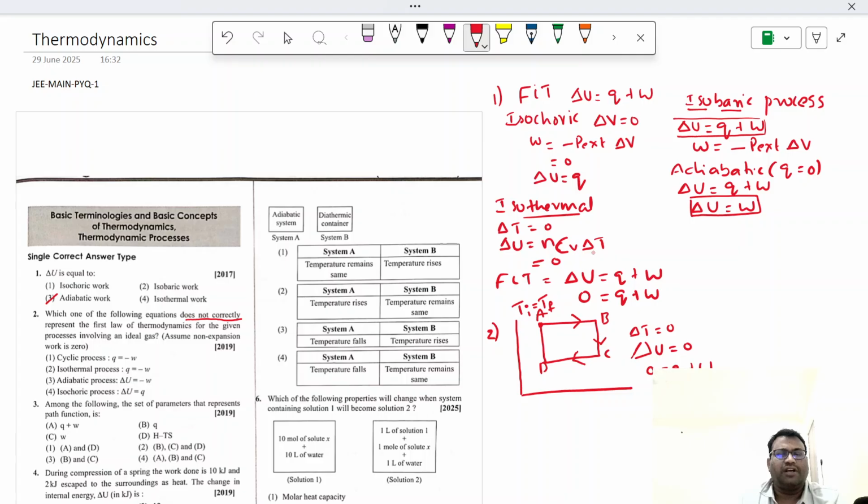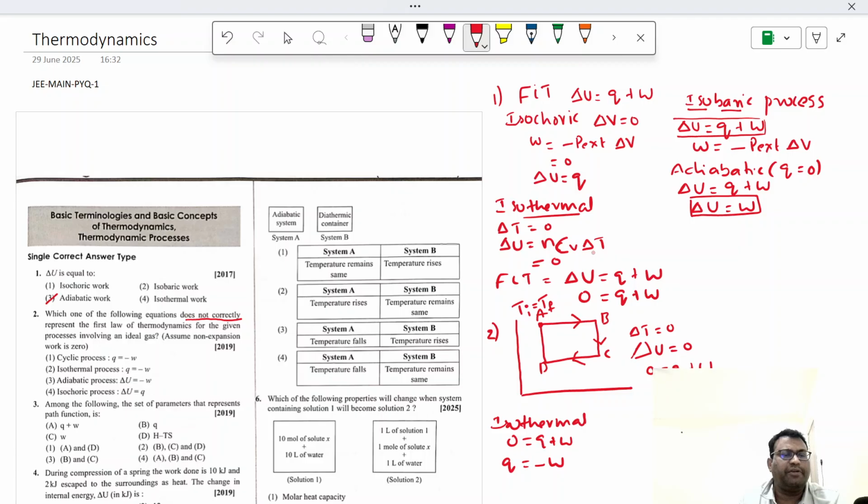Next is isothermal. Isothermal process we have already studied here. 0 is equal to Q plus W. So for isothermal, already explained, 0 is equal to Q plus W. Automatically Q will be minus W. So the second statement or expression is also correct.